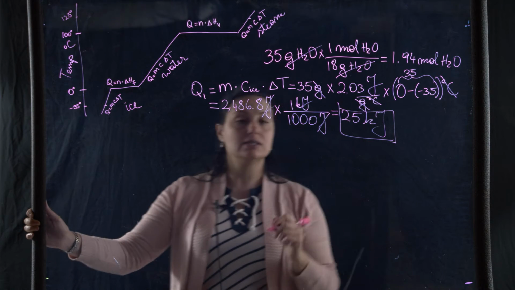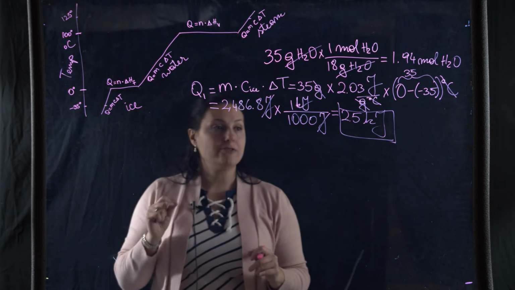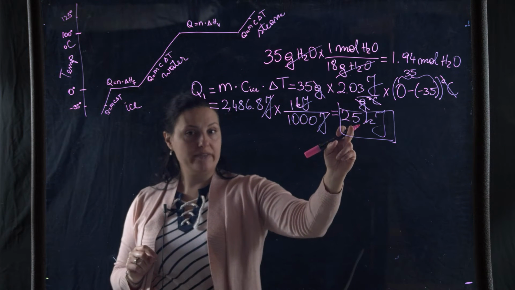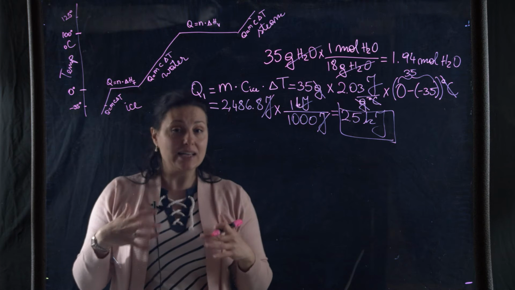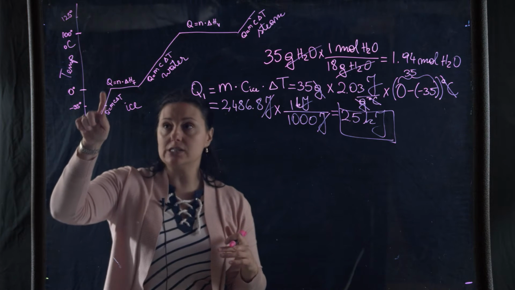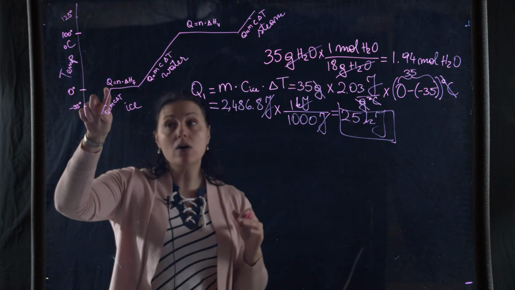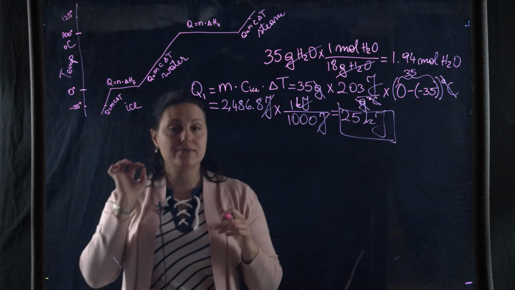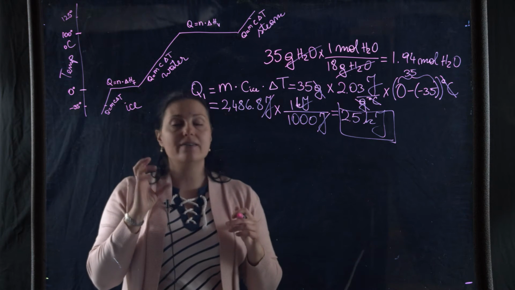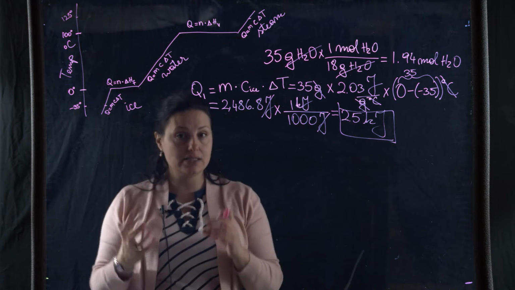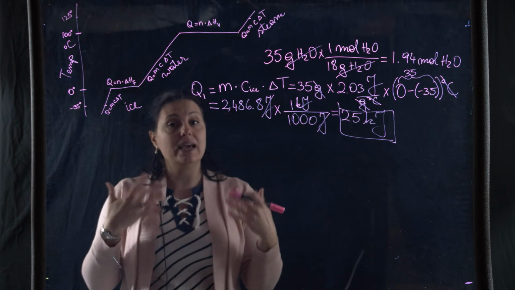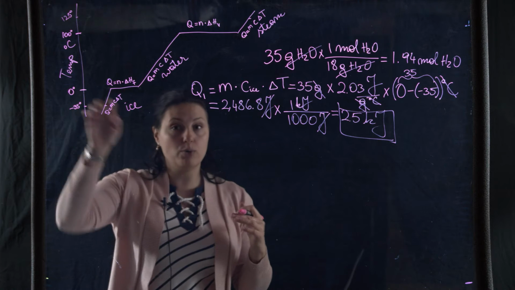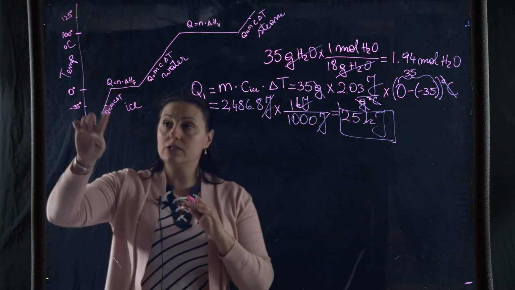That is my first step. In that first step, I added 2.5 kilojoules to take ice from minus 35 degrees all the way to 0. Now I'm right here at this point. I have 35 grams of ice at 0 degrees Celsius. Now, if I keep adding energy, because I'm at the melting point for water, it's not going to be sloped anymore.